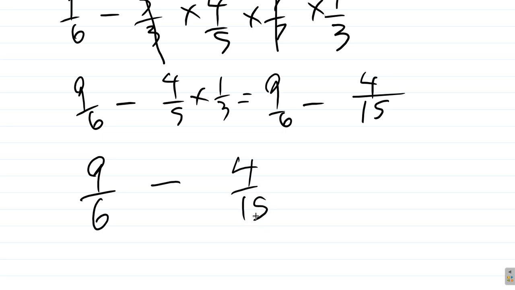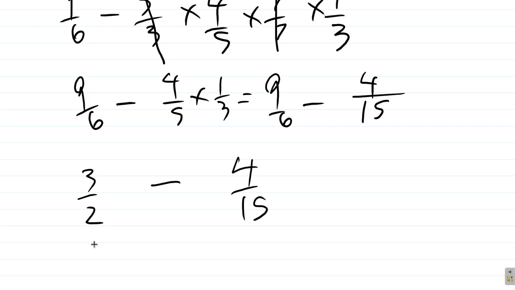Now we could use common denominators again. Alright? But before we do that, notice the 9 over 6. 9 is 3 by 3, and 6 is 2 by 3. So this 3 cancels this 3, so it's 3 over 2. 9 over 6 is the same as 3 over 2. Alright? So it's 3 halves, you could say.